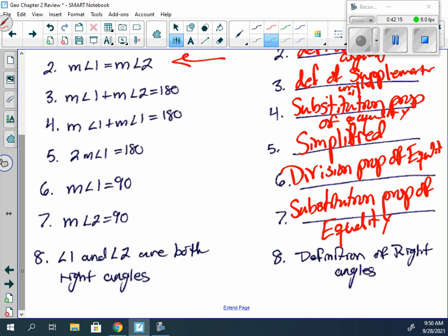And really we could say with step 7 that it could also be the transitive property of equality, because the measure of angle 2 is equal to 90. The measure of angle 1 is equal to 90, so the measure of angle 1 is equal to the measure of angle 2. Or the measure of angle 1 is equal to 90, 1 is equal to 2, so 2 is equal to 90 is also the transitive property. We could use either one. Questions on this here? We good with this here? Okay.